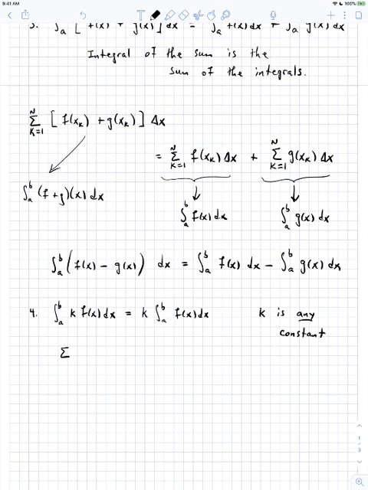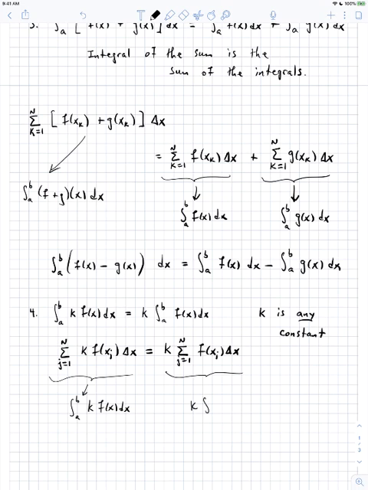If we start with the sum, we better call it j equals 1 to n, of k times f at xj delta x, I can take out that k because it's a constant multiple. And that's k times the sum from j equals 1 to n of f of xj delta x. And of course, the one on the left goes to the integral on the left, the integral from a to b of k times f of x dx. And the one on the right goes to k times the integral from a to b of f of x dx.